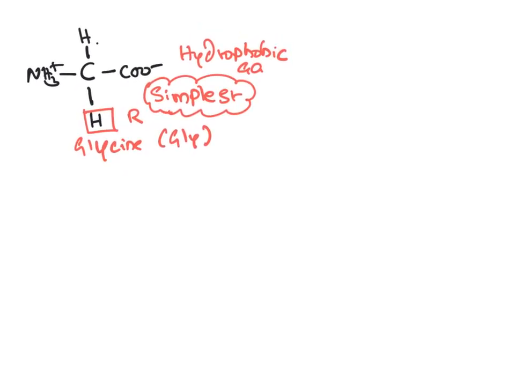Now let's move on to our next amino acid, and that is alanine. Alanine has the alpha carbon in the center, and it has COO minus, just like any other amino acid, the primary carboxyl group. It has NH3 plus, the primary amino group. It has H, and the side chain of alanine is CH3. That's a methyl group.